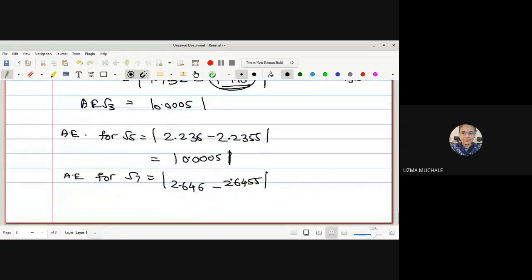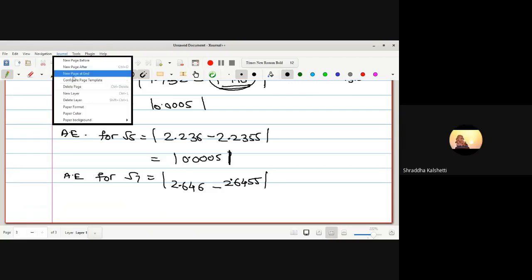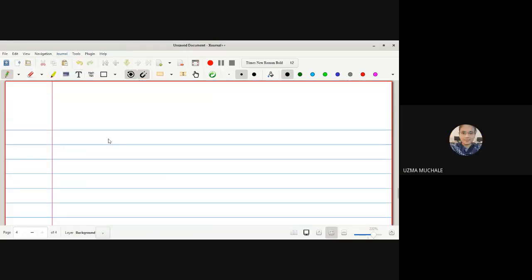Is it the same as what I have written? Yes, ma'am. What is our aim to find out? Absolute error. Now simply what we have to do is add all the values of absolute error in root 3, root 5 and root 7.